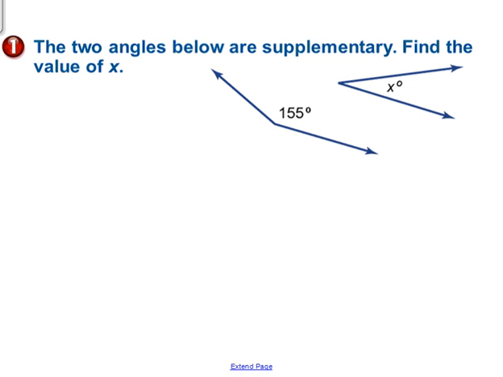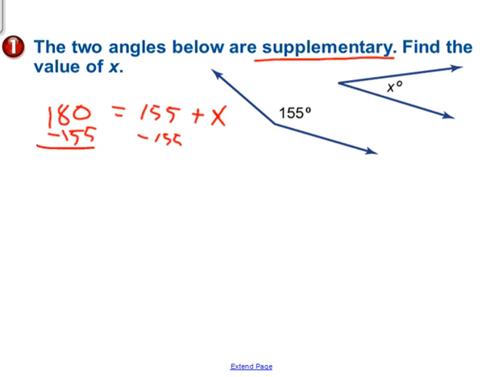Let's do a problem with one here. The two angles below are supplementary. Find the value of x. By saying that they are supplementary, I know that their total is 180. So 180 is equal to 155 plus x. I subtract 155 from both sides. These, of course, cancel out, leaving just x. And 180 minus 155 is 25 degrees, so angle x must be 25.